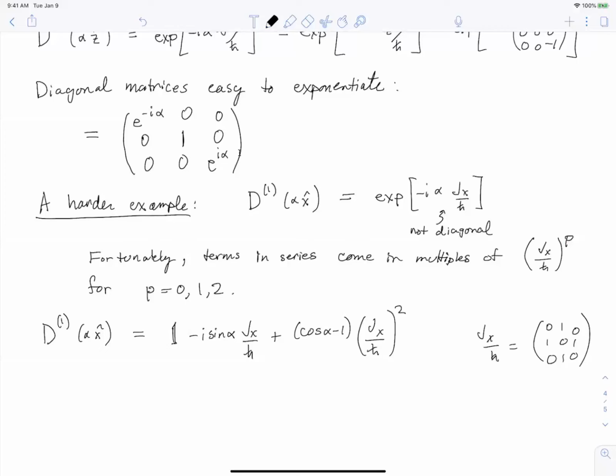Okay. But for variety, I'm doing things in a slightly different order than the notes, and I think a little bit of variety is not a bad thing.